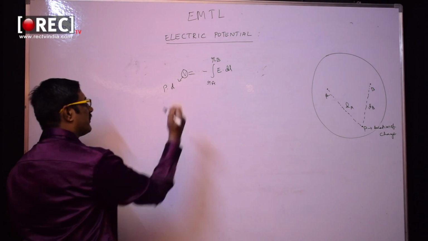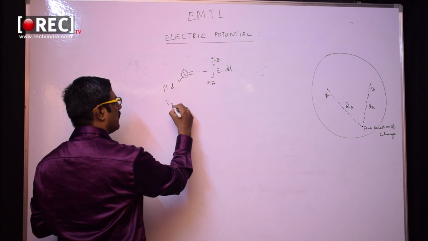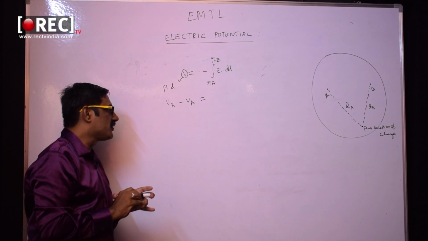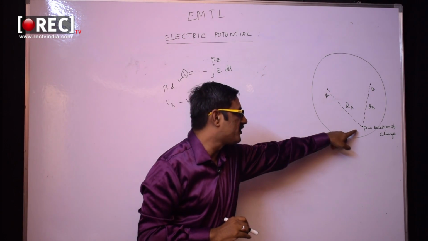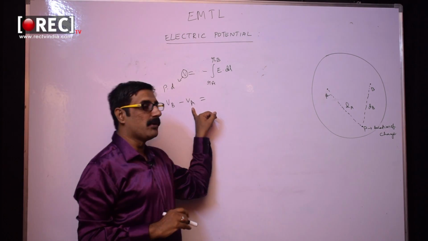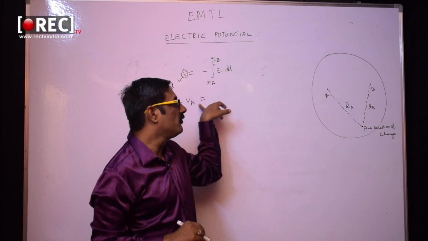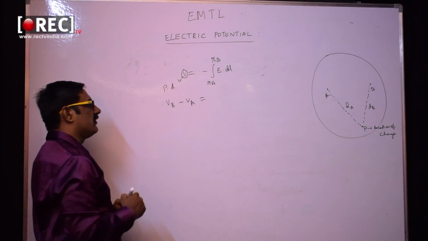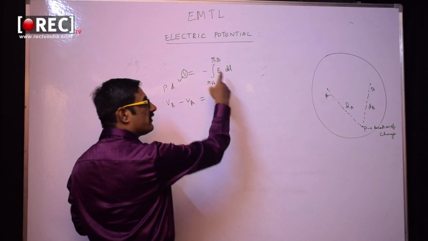Now the potential difference I can write as VB, the second point, minus the first point, that is VB minus VA. What is VB? VB is the potential due to the point charge Q at point B. And what is VA? The potential at point A due to the point charge at P. So VB minus VA is the potential difference. Now let us evaluate this RHS.